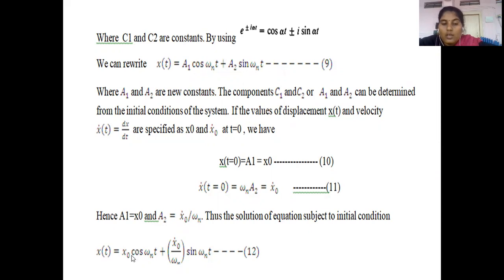If we put these two values in equation number 9, the total equation becomes x of t is equal to x naught into cos of omega nt plus, the value of A2 is x dot naught divided by omega n, into sine of omega nt. So that is the total solution of the equation for the undamped free vibration system. I hope all of you have understood up to this. Okay, so write down.